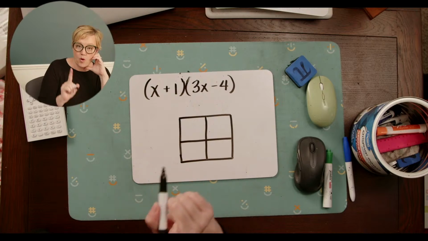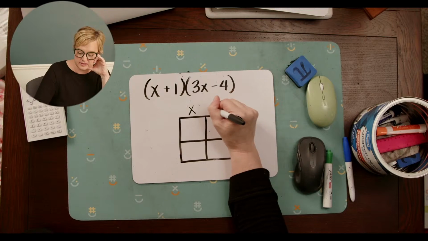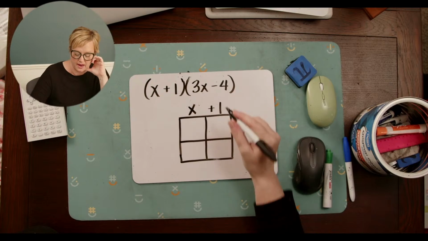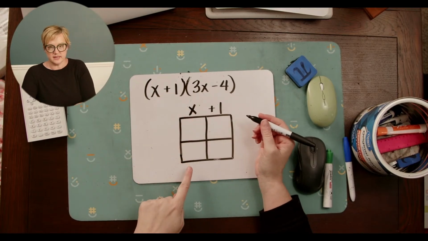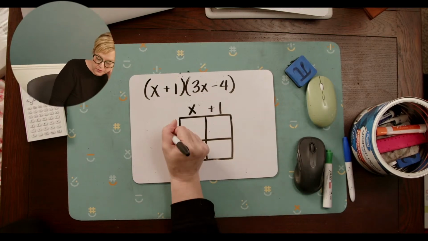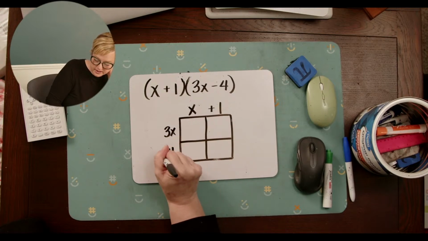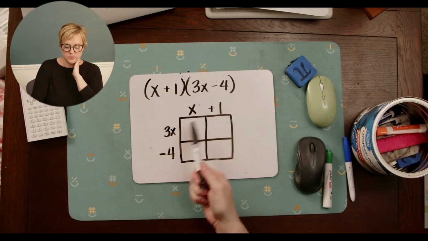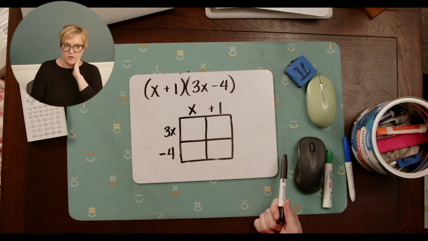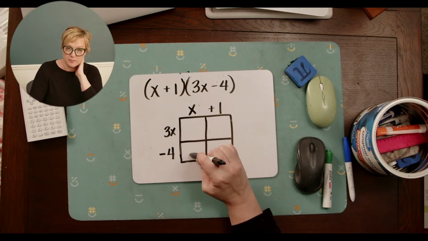So I'm going to take one of my binomials and put that up here. So I have x and plus 1, okay? So x is going to go into this column and plus 1 is going to go into this column. And now 3x is going to go over here, and minus 4 is going to go here. So I have x plus 1 and 3x minus 4. So 3x is going to go across here, minus 4 is going to go across here.